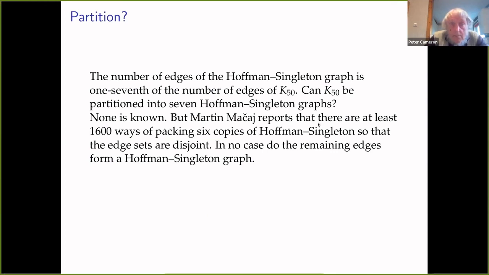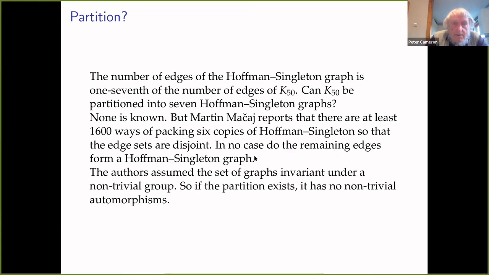Martin Maciej reported in a conference that there are at least 1,600 ways of finding 6 disjoint copies of Hoffman-Singleton. So the edge sets are disjoint, and that will leave over a regular graph of valency 7. And in none of these cases did you actually get the 7th one also being Hoffman-Singleton. But it wasn't a complete analysis because they assumed that the set of graphs was invariant under a non-trivial group. And so there's still the case where there are no automorphisms. So that's a problem which is not yet resolved.